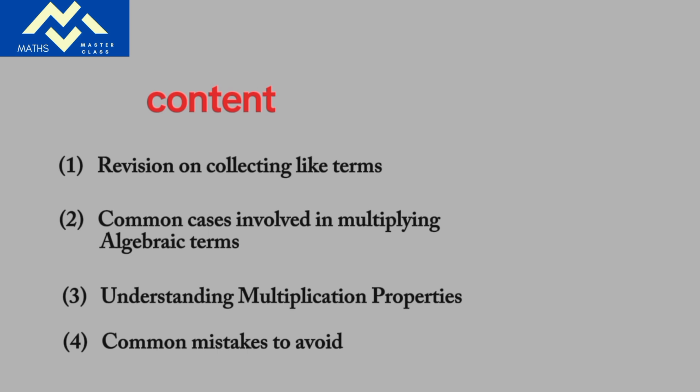In our previous lesson, we talked about collecting like terms. For example, 2x and 3x are like terms, they have the same variable and the same power. So we easily add them together to get 5x.